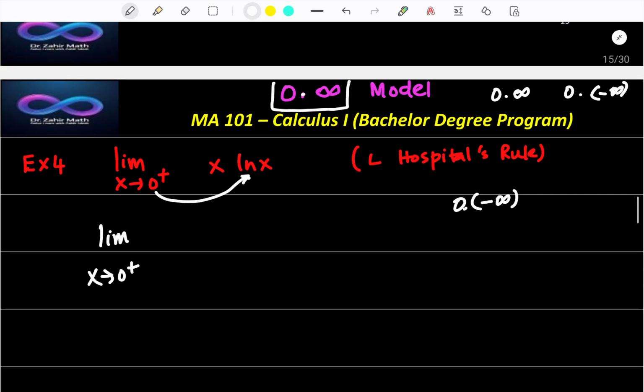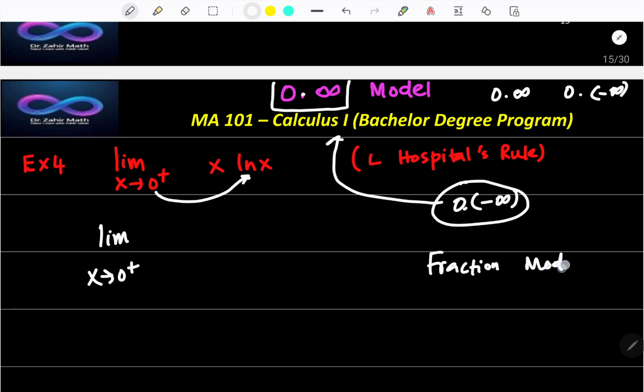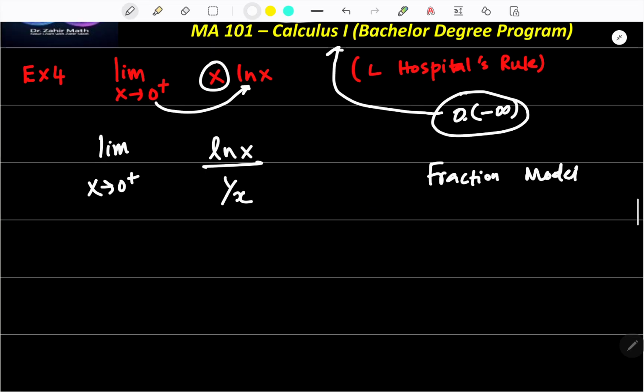Limit x tends to 0 plus x ln x. So what happens now? So x you put 0 and ln 0 when limit x tends to 0 plus is minus infinity. So you are getting this model 0 times infinity. So what we are going to do, you write in the fraction. That is called division model. So I keep this ln x, but this x I'm bringing down as 1 by x. Flip it, it will go up. So keep it like this. Then start applying the rule.